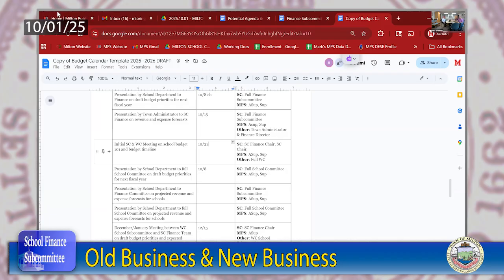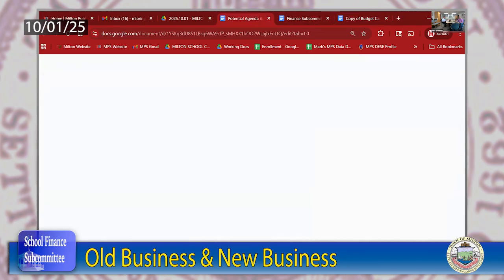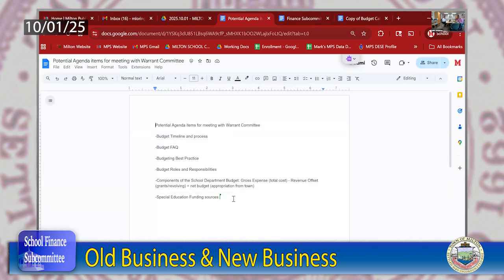Katie did provide a draft agenda that I think was somewhat aligned with what we discussed. So that's also in the folder of materials. Just look at that real quick. If you wanted to cover budget timeline and process, share the budget FAQ and go over some of that information, discuss budgeting best practices, a little bit of the roles and responsibilities in terms of the school budget, and then what are the components of it, and then talk specifically about special education.